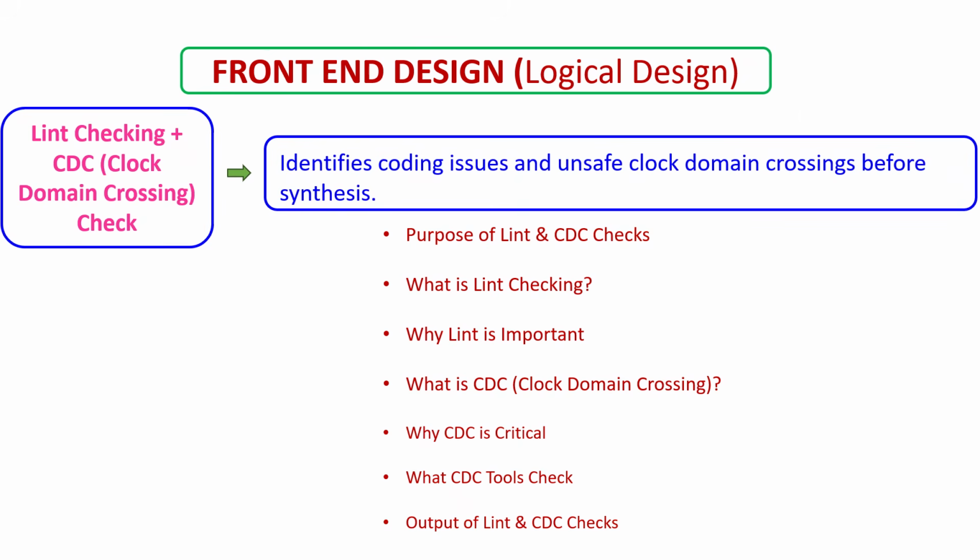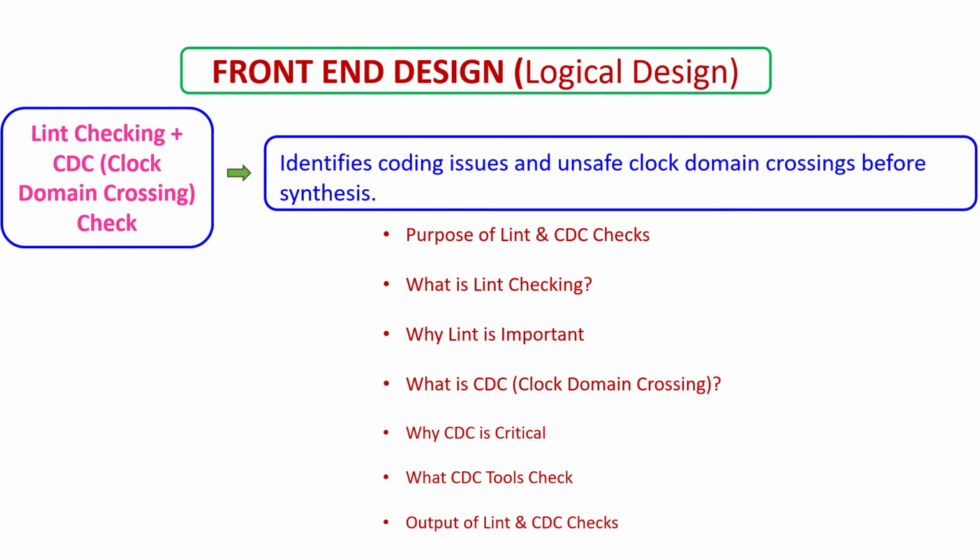What is lint checking? Lint is a static code analysis process. It checks RTL for coding style violations, syntax mistakes, combinational loops, unused signals, and multiple drivers. It improves RTL quality before simulation and synthesis. Next, why is lint important? Without lint, hidden latches may appear, synthesis mismatch can occur, tool warnings increase, and debugging becomes difficult later. So lint catches problems early when they are easy to fix.